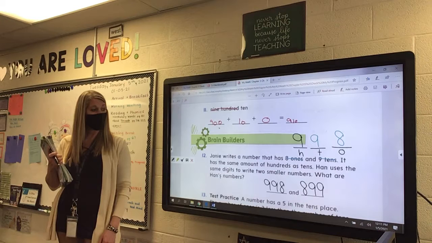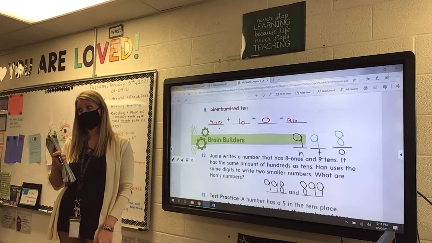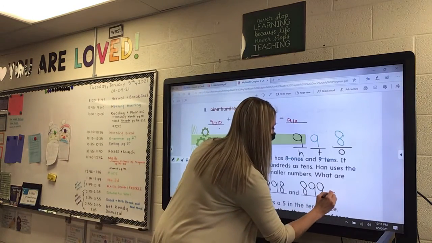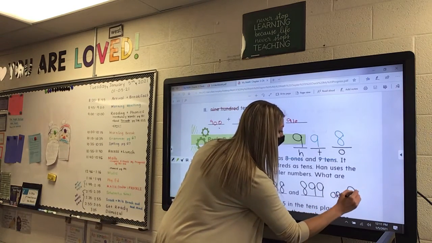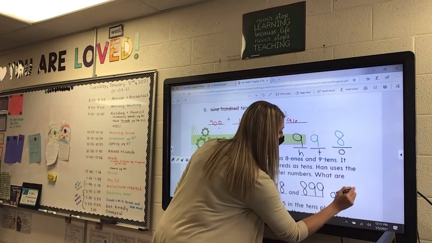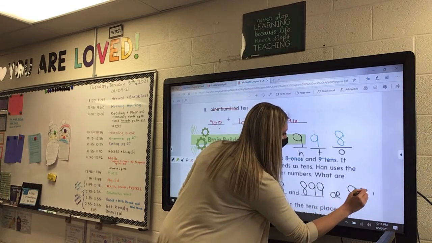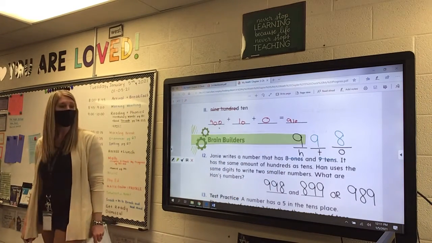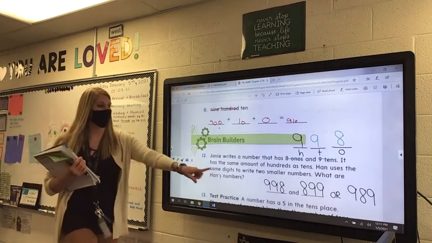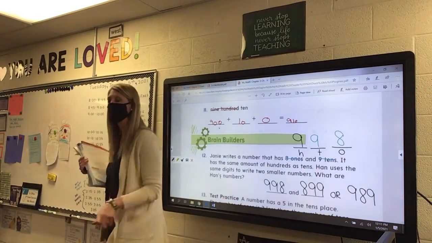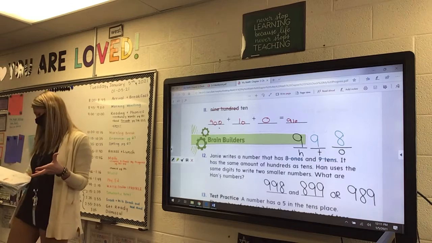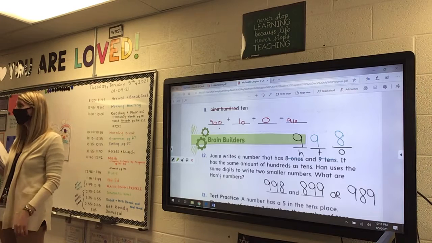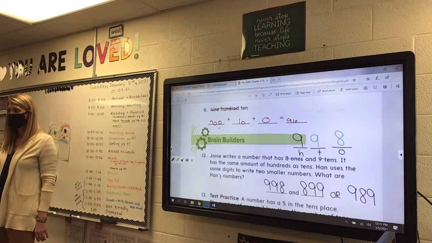Kaden, what do you think? I think he can make one more number. Addie? 989. Yes, he can make 989. And both of those numbers are smaller than that first number. So you can pick one of them. That's why Mrs. Murphy put or. You pick which one, but they both would work. Yeah, you can definitely put both. If you want to put both, that'd be great.